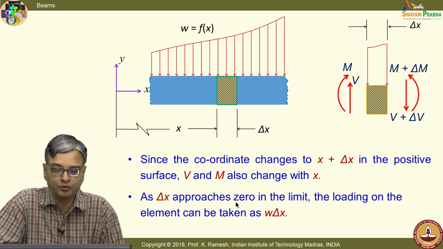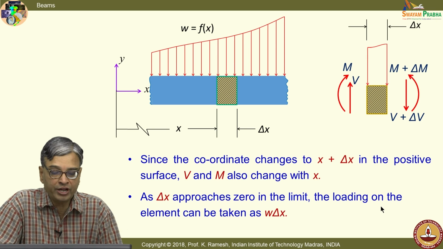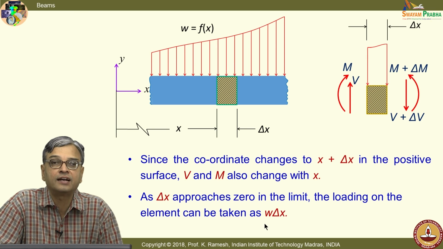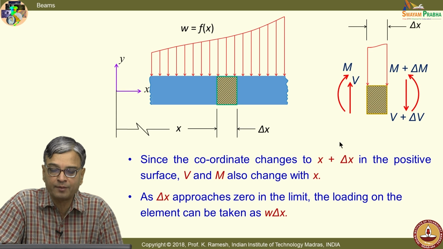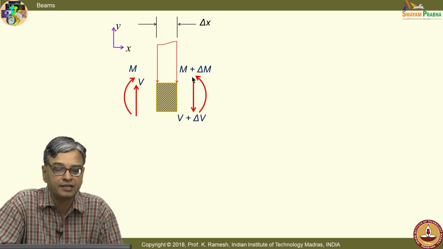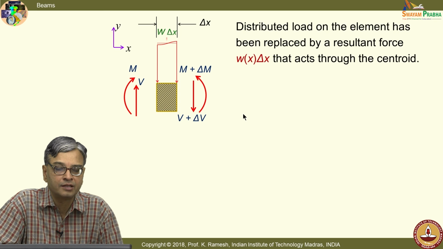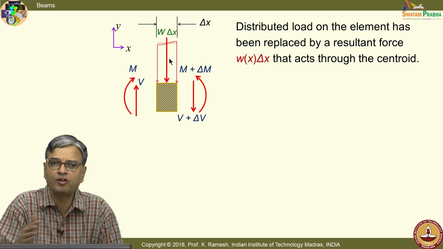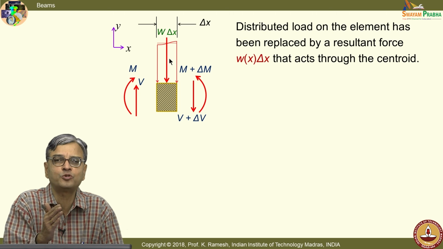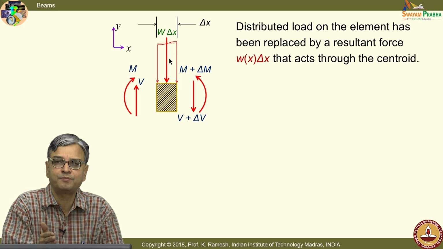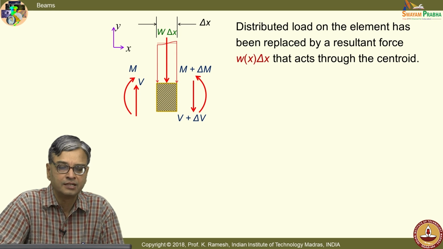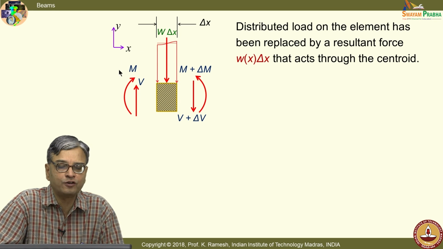And as delta x approaches 0 in the limit, the loading on the element can be taken as w into delta x. That is what I am going to do. And I take this diagram. So, I replace this by a concentrated force, which we have always learnt. I can replace a distribution by the principle of composition and then put that as a resultant passing through the centroid. Then write the sigma F equal to 0, sigma M equal to 0 for this block. Fairly straightforward.